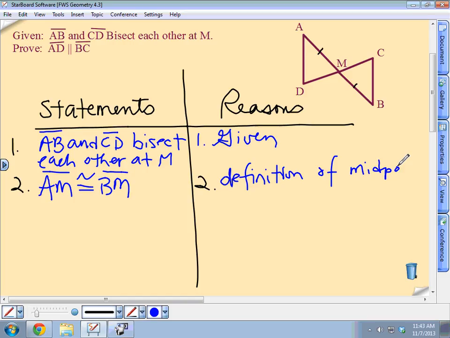Definition of a bisector. Oh, did I put the wrong thing? I think it's bisector. Is it bisector or midpoint? I don't know. Well, M is the midpoint. They use the midpoint in the book, but okay. The definition of a midpoint. Yeah, that's why. Okay. All right.